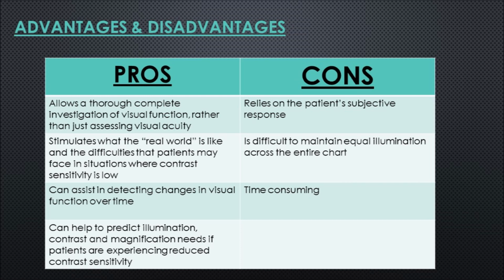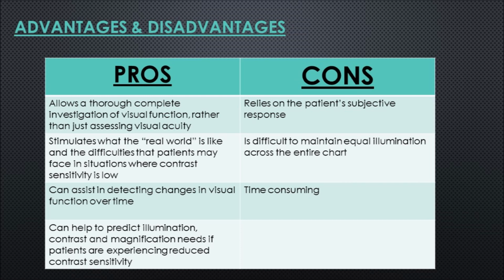It simulates what the real world is like and the difficulties that patients may face in situations where contrast sensitivity is low. Individuals may have good visual acuity when assessed with a Snellen chart, but they may be experiencing difficulty with contrast. It can assist in detecting changes in visual function over time, and it can help predict illumination, contrast, and magnification needs if the patient is experiencing reduced contrast sensitivity.